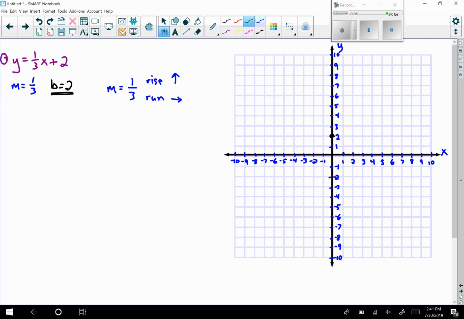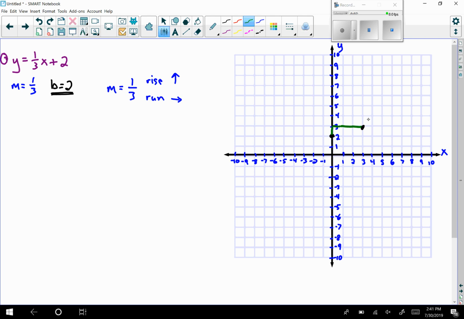So that means I'm going to use a different color here, just green. I'm going to count up 1 square and then 3 to the right. 1, 2, 3. And then this is where I'm going to put my new point. So I'm climbing up 1 over 3, just like walking up steps.